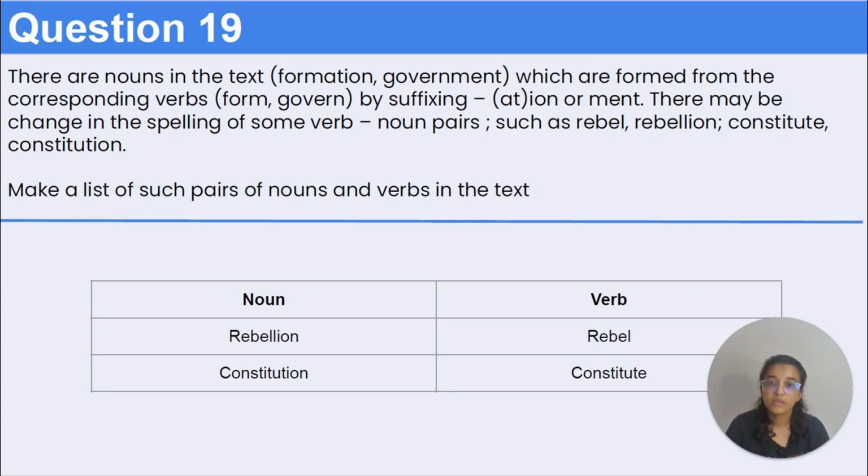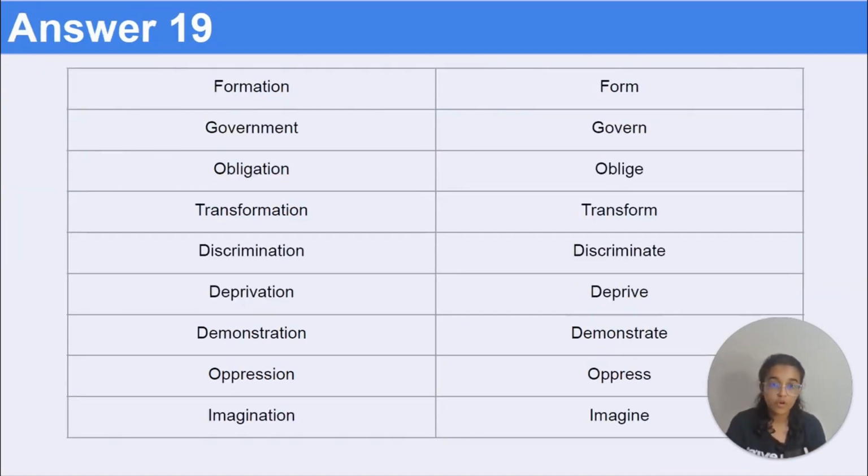Now here nouns are given and we have to add the suffix ION or MENT and change them into a verb. The rebellion becomes rebel, constitution becomes constitute, like this. Formation becomes form, government govern, obligation oblige, transformation transform, discrimination discriminate, deprivation deprive, demonstration demonstrate, oppression oppress, imagination imagine.